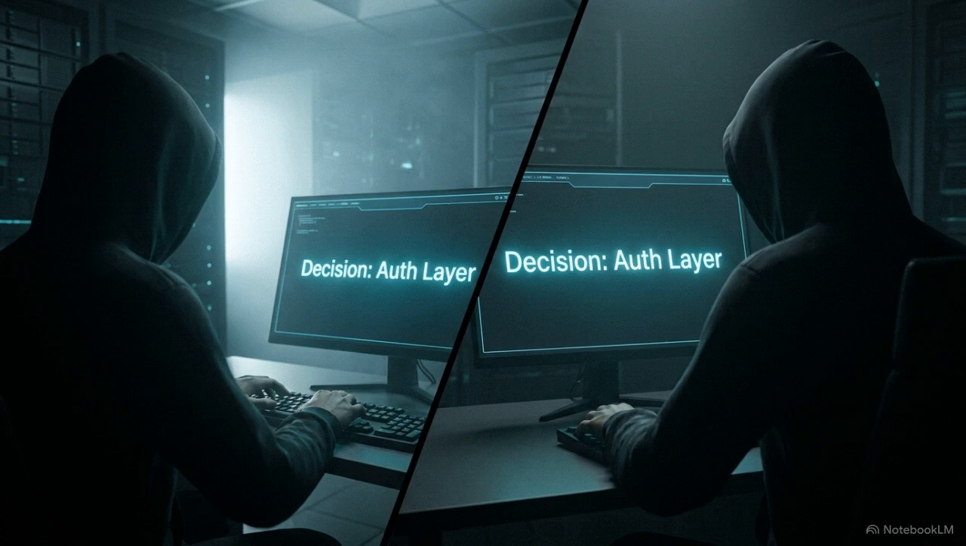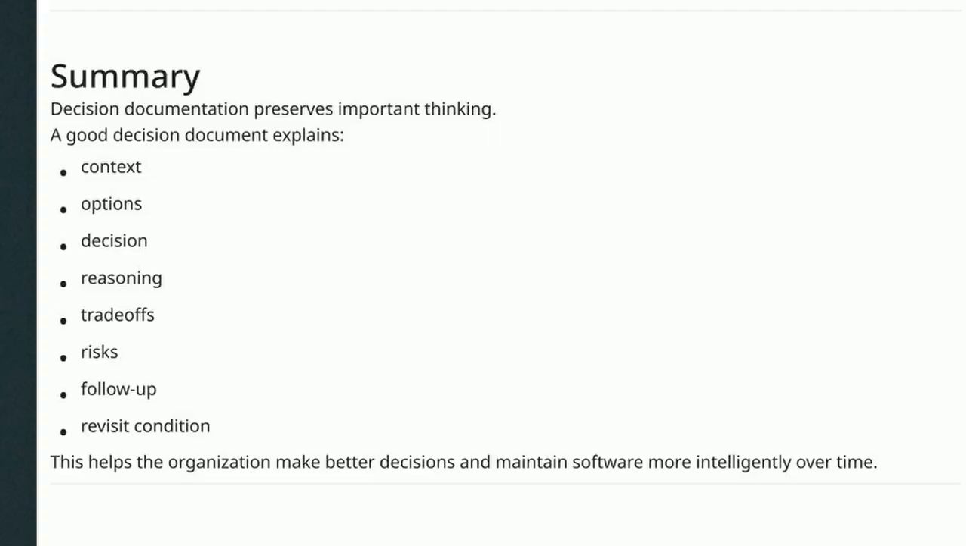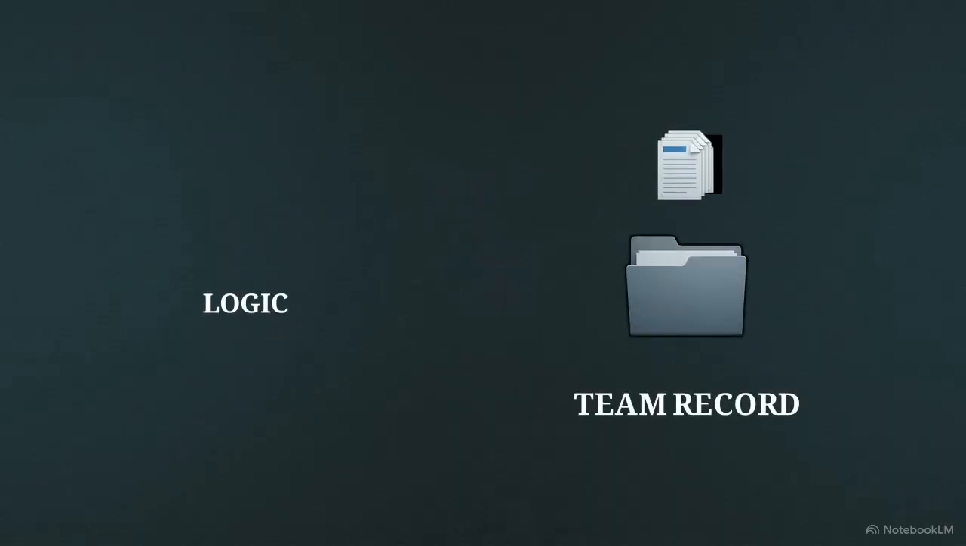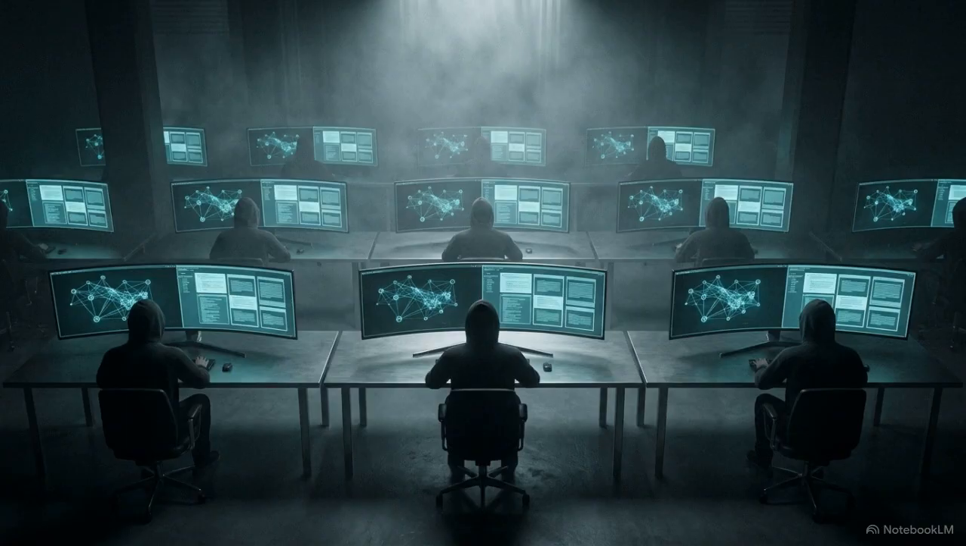A reliable decision document strips away the ambiguity. It clearly lays out the context, the options, the reasoning, the trade-offs, and the risks. Documenting these choices transforms internal logic into a shared record. It ensures that as the team grows, the reasoning behind the system remains as accessible as the code itself.